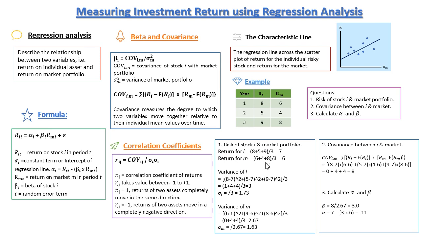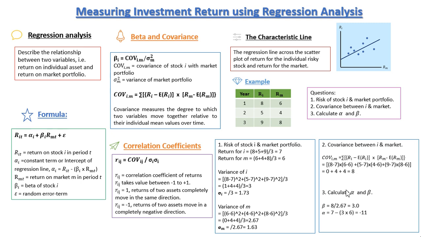From this average return, we calculate the variance of I, which equals 3, and then we take the square root of the variance to get the standard deviation of 1.73. Likewise, we do it for the market portfolio. The variance of the market portfolio is 2.67, and its square root gives a standard deviation of 1.63. Second, we calculate the covariance between stock I and the market. Using this formula, the covariance is equal to 8, meaning that stock I and the market are moving in the same direction.